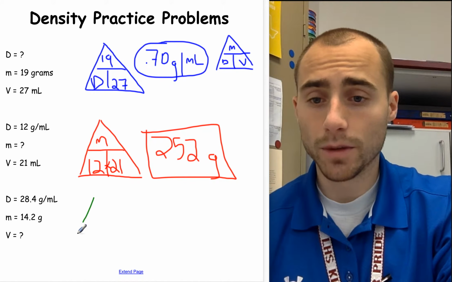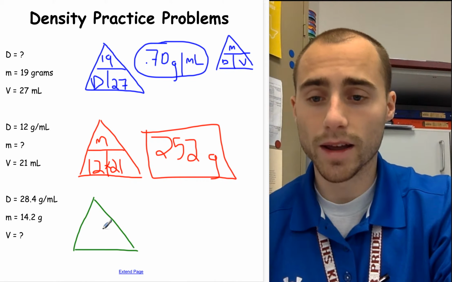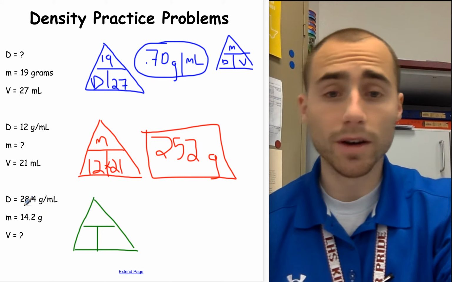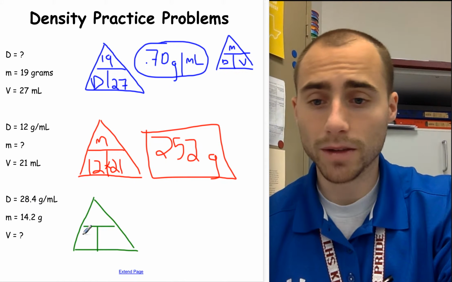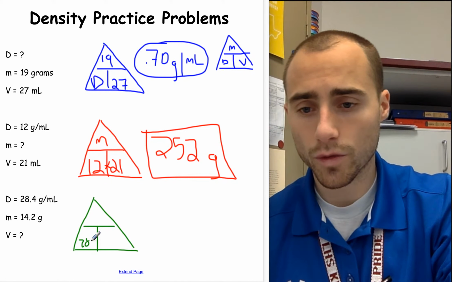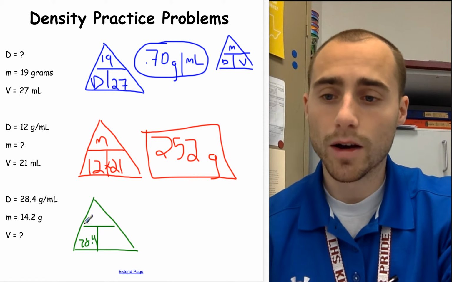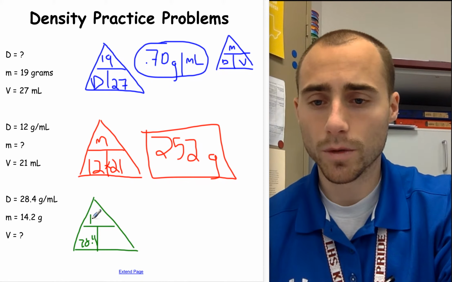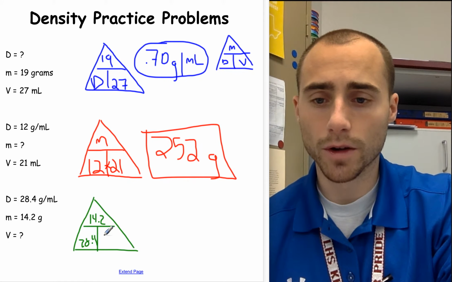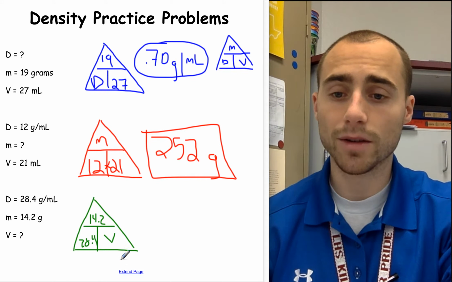Okay, first thing we always do is draw our density triangle right there. And I have the reference for you up here. So we're given our density. So we put density always in the same place, the lower left-hand corner. It's 28.4. Like I said, not perfect with the smartboard, but it's good enough. Our mass is 14.2. And we do not know our volume. So we have now solved for every single one of these. We did density here, mass here, and volume here.